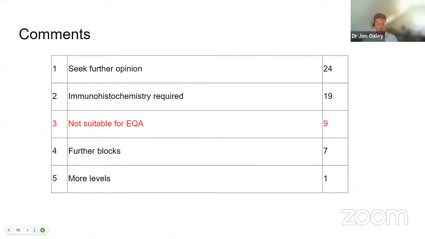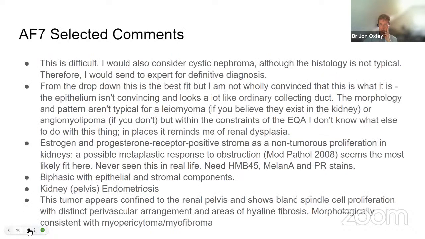Considering it was quite a difficult case, and I did find this the hardest case of the EQA circulation, surprisingly, only 9 people felt it was not suitable. And yet there were lots of comments that fell into this sort of, this is difficult, considering a cystic nephroma, that it's not typical. And I think the epithelium was the thing which caused some angst, because we have had many of these cases before in EQA, and it's normally had a sort of a hobnail or attenuated epithelium.